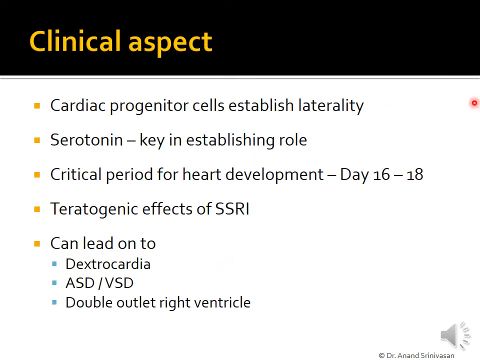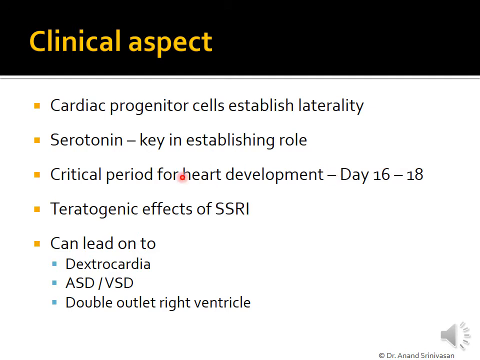Now let's see some of the clinical aspects. The cardiac progenitor cells are one of the important structures, and they establish the laterality. There are various factors which help in establishing this laterality, and one of the key chemicals involved in this is serotonin. So serotonin is quite important, and this happens during day 16 to 18. So this is one of the critical periods for the development of the heart.